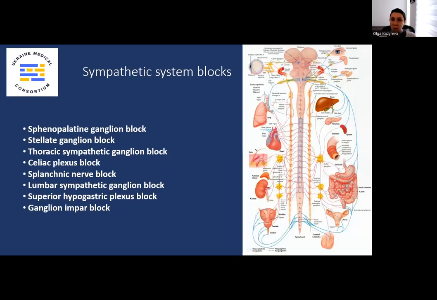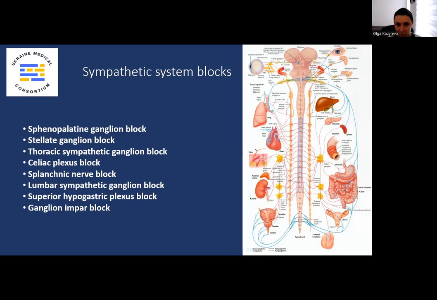So we have to remember about sympathetic system blocks. They're available, and again, they require special training. Usually physicians who are doing interventional pain medicine train in this area after anesthesia. They know anatomy very well and feel very comfortable. They do this under fluoroscopy or CAT scan. Several blocks exist.